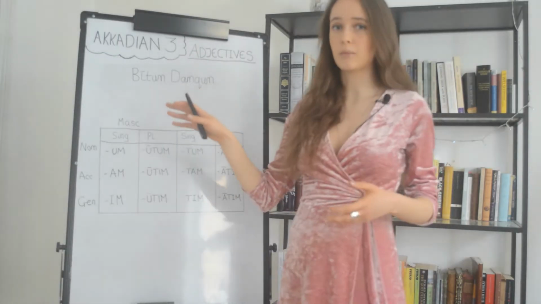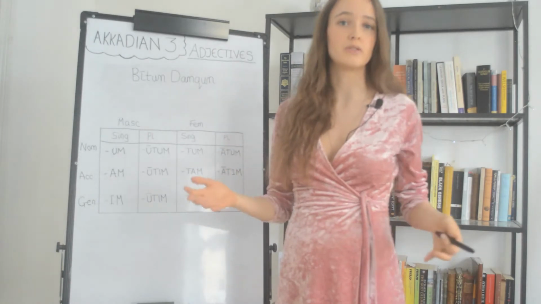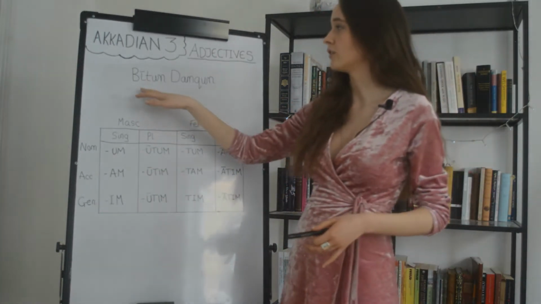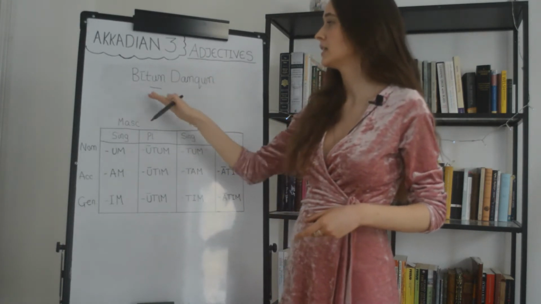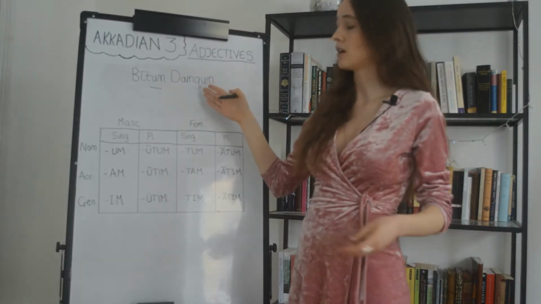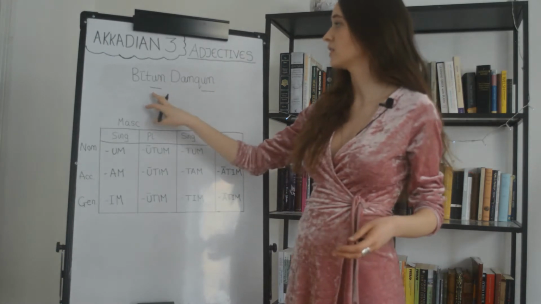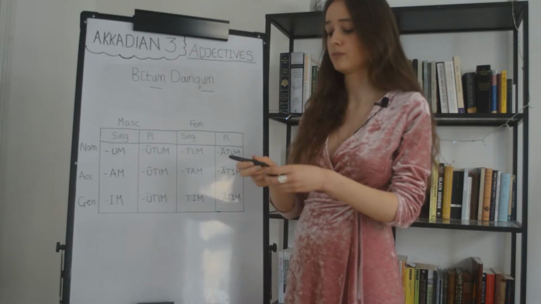So if we take an example phrase here, bītum damkum, this translates as a beautiful or the beautiful house in Akkadian. You'll see our noun, bītum here, this is the word for house, and it has, as you might be able to tell from our previous lesson, a nominative singular masculine suffix. And damkum, this is our adjective for the word beautiful, is mirroring the suffix of the noun, and it is also inflected for nominative masculine singular.